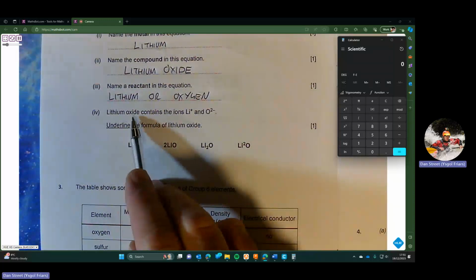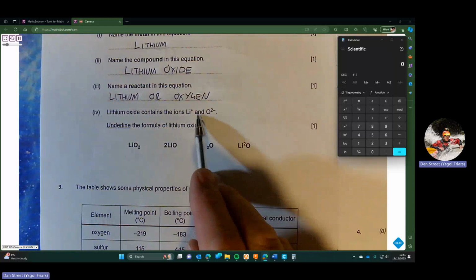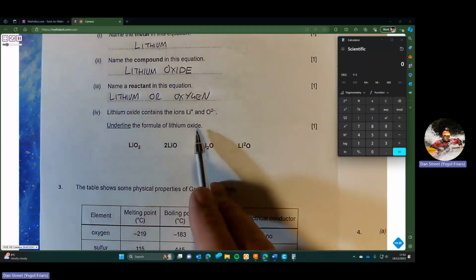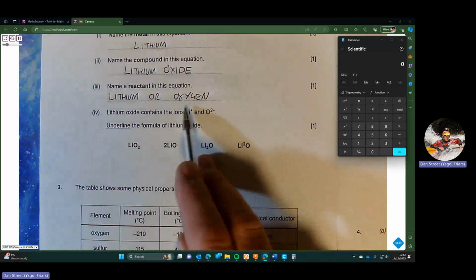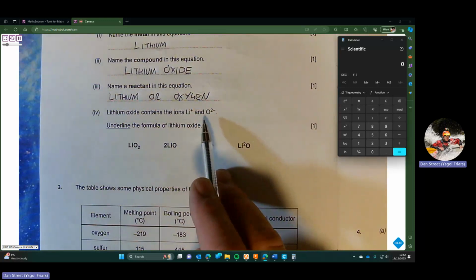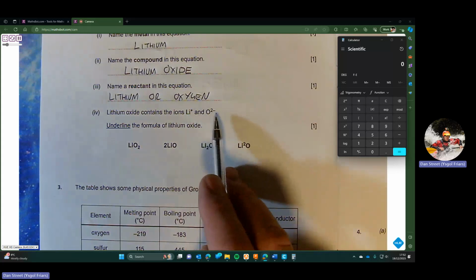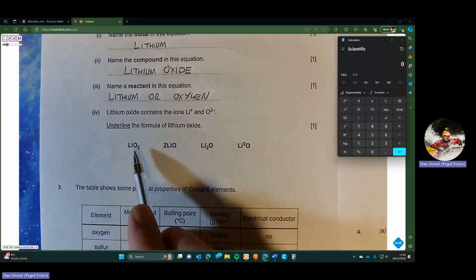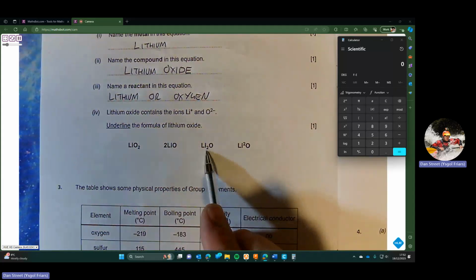Okay, lithium oxide contains the ions Li+ and O2-. Underline the formula of lithium oxide. So this is about turning the ions into a correct formula, both in terms of how many of the different atoms are in the formula and where you put the number. So the correct answer is this one here.